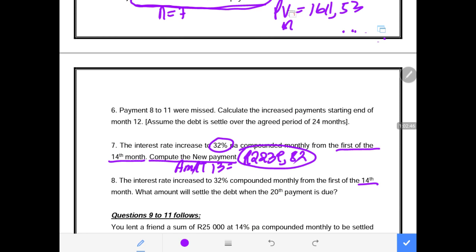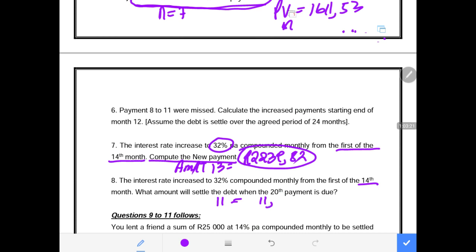Remember now, what does our calculator know? I want to remind you of that. Our calculator knows that we have 11 payments. Our calculator knows that our n is equal to 11. That's what our calculator knows currently. And further than that, our calculator knows that our PMT was calculated above.